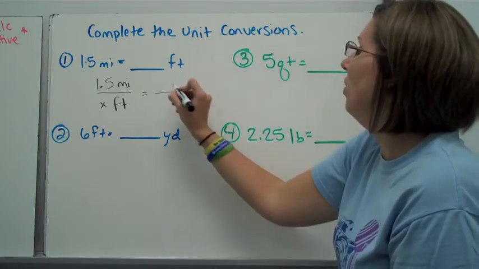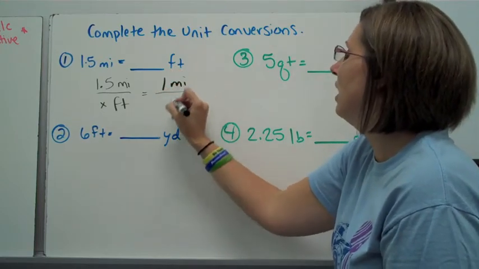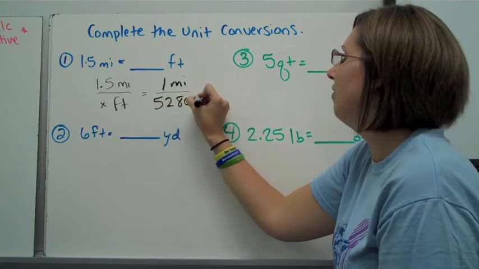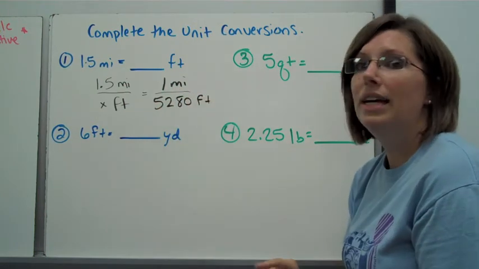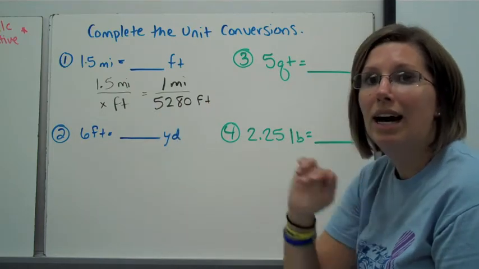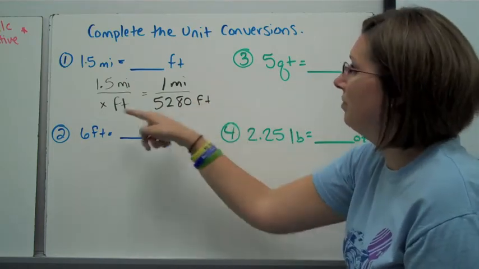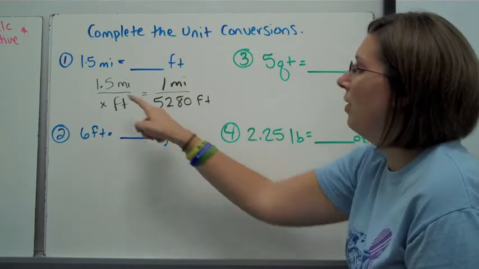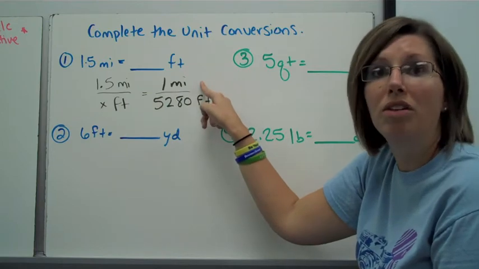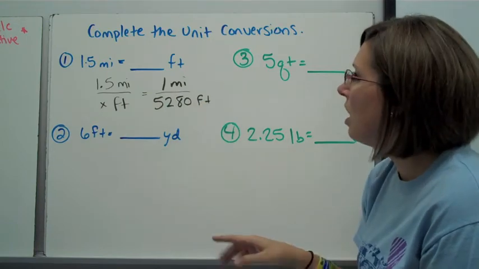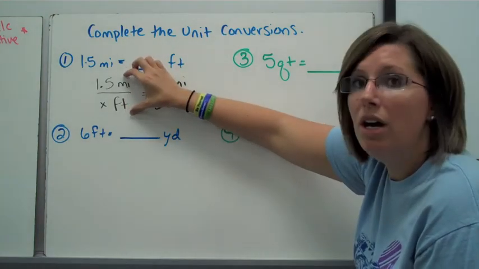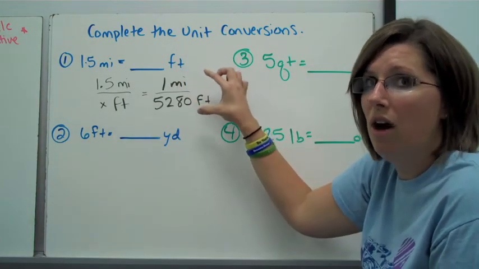So we know that 1 mile equals 5,280 feet. So the reason I kept my units here in my proportion is so that I could align my work. So if I have miles in the numerator of the first fraction, I'm going to put miles in the numerator of the second fraction. And same with feet. Remember, this is what I want to know. This is what I already know.